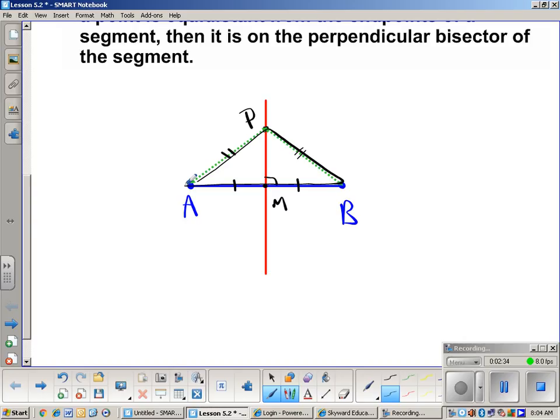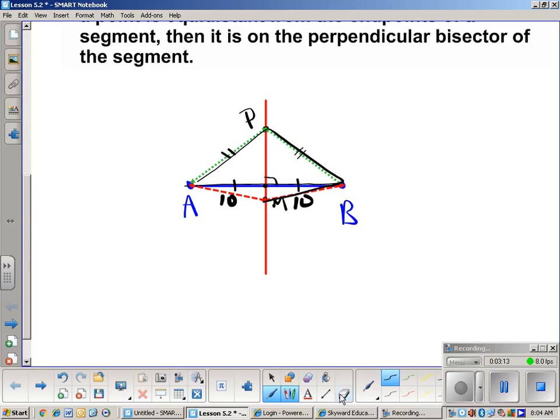So the key is it doesn't matter where you pick your point. If I went down here and picked a point right there, if it's on that perpendicular bisector, then the distance from A to that point is going to equal the distance from B to that point. Always. So if they said this distance here is 10, what's that distance there going to be? 10. Equidistant. Always.